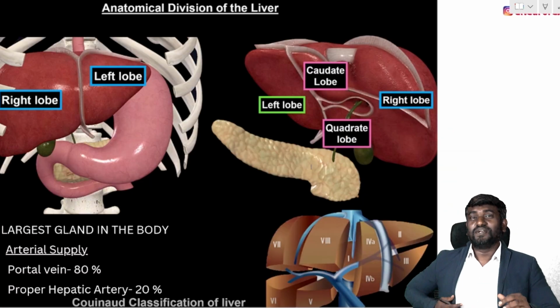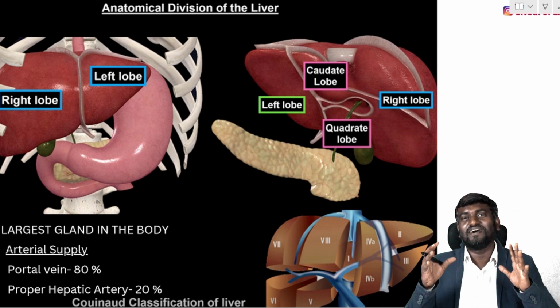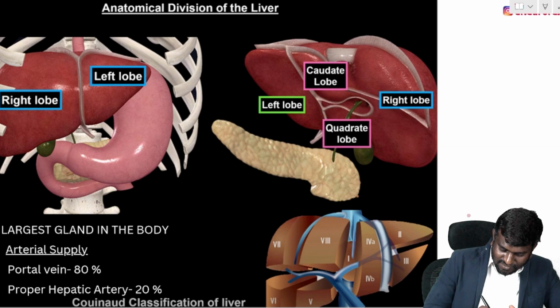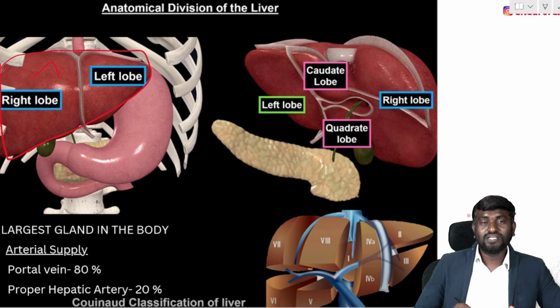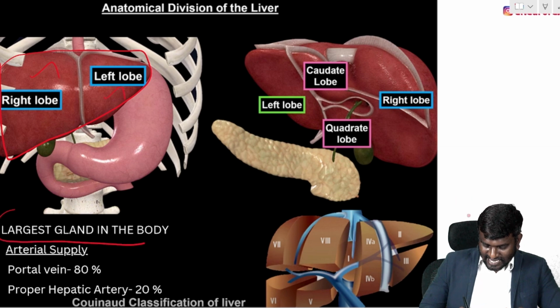Great. Your liver is a very important organ. It is a very interesting organ, and we are going to right now study the anatomy of the liver. So this is going to be our beautiful liver. Yes. This lobe here is going to be the right lobe, and this is going to be the left lobe. Now, liver is the largest gland of the body.